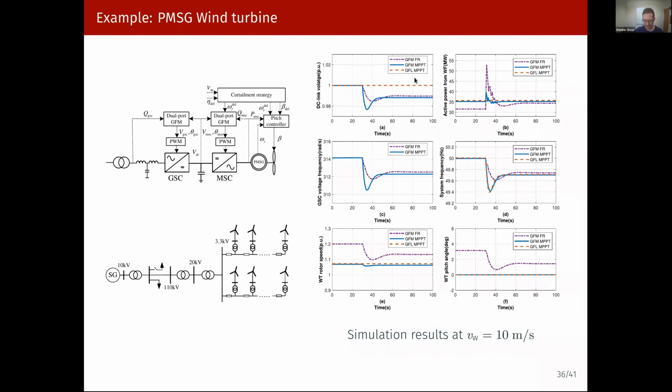And then you see there's a load step in the system here. This is the active power injection. You can see that there is a bit of power being drawn from the rotating mass of the wind turbine, so you get a bit of an inertia response here, but not a lot. Whereas the grid-following maximum power point tracking gives you nothing.